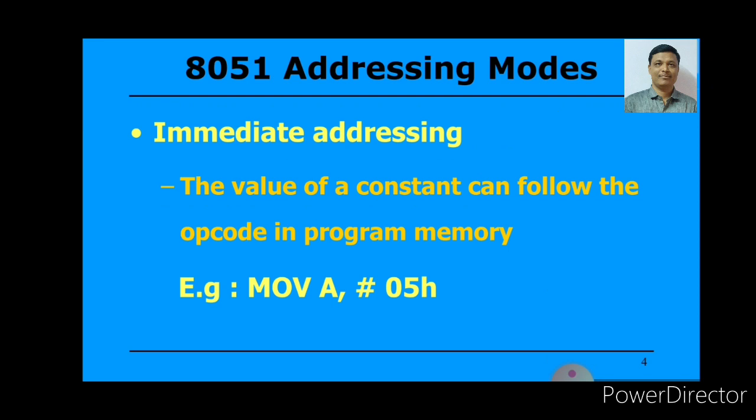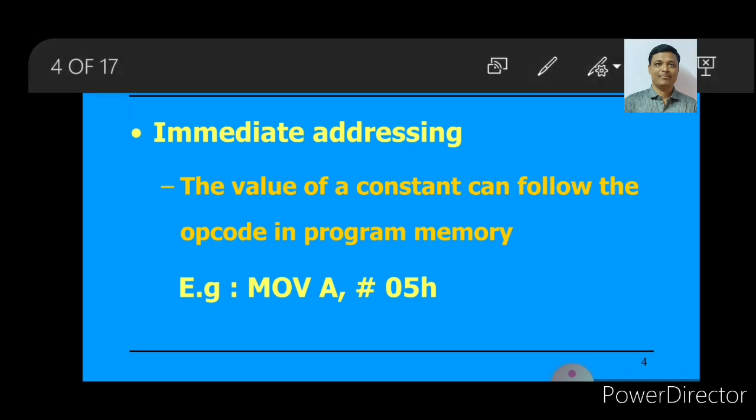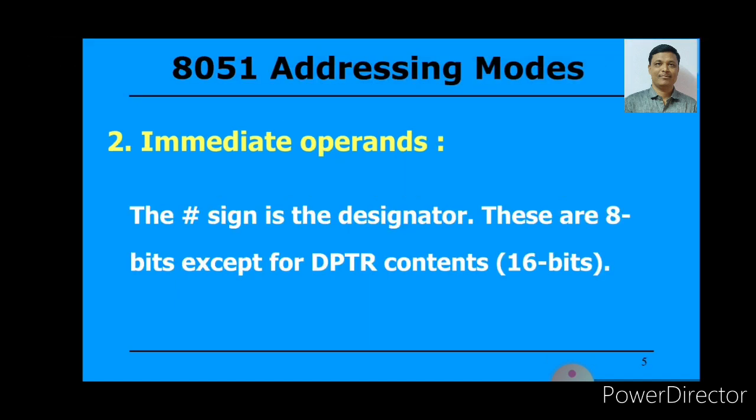First, immediate addressing mode. In this mode, the value of the constant can follow the opcode in the program memory. For example, MOV A, #05H. Here the data 05 will be directly transferred to the accumulator. In this mode the hash sign is the designator. These are 8 bits except for DPTR contents, because DPTR is 16 bit.